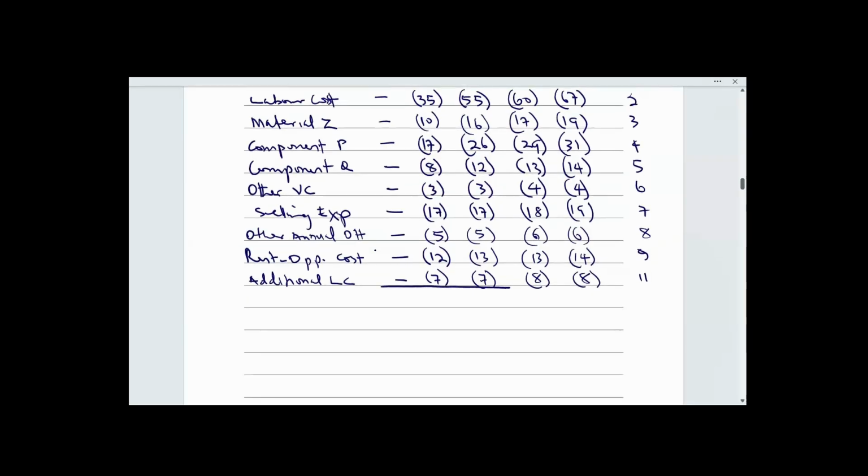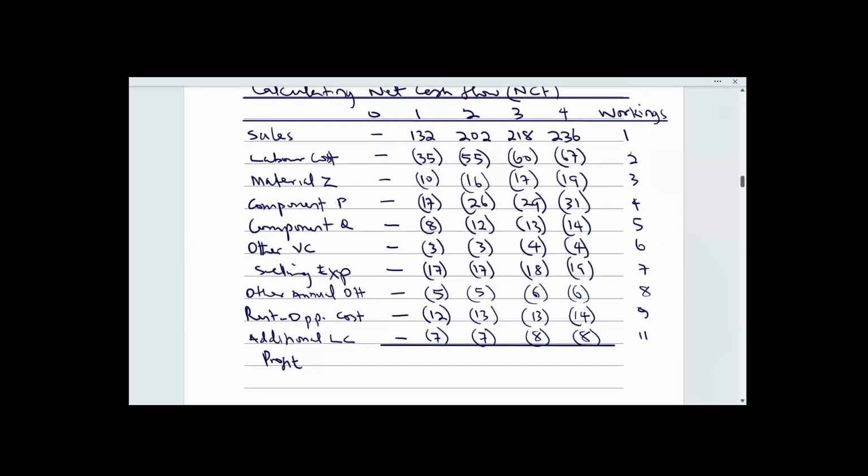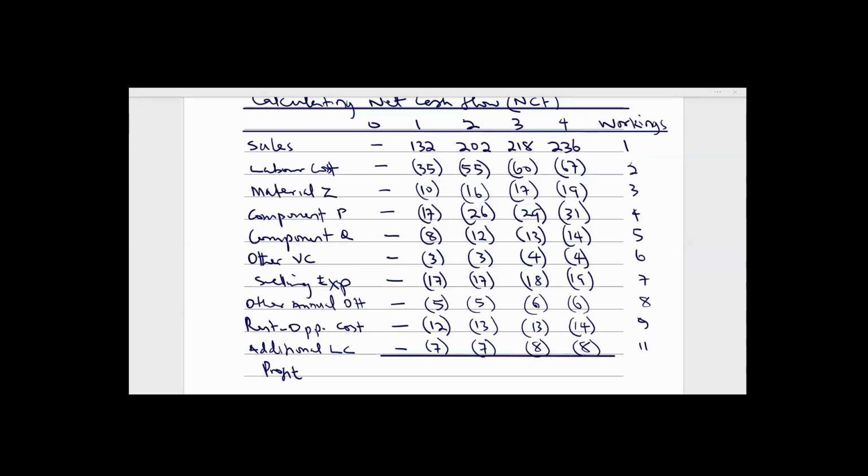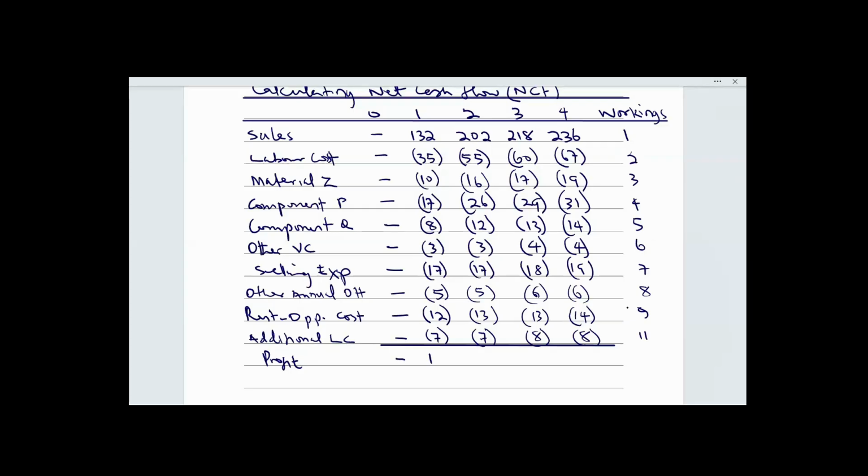Then we add it up, minus other relevant costs. This will give us profits. So 132 minus... Someone should please check. The first year is 18.